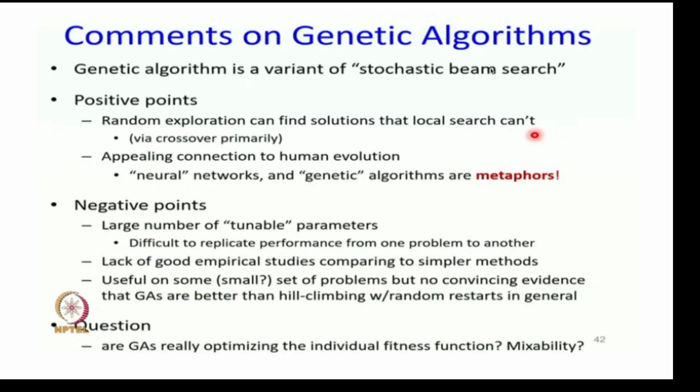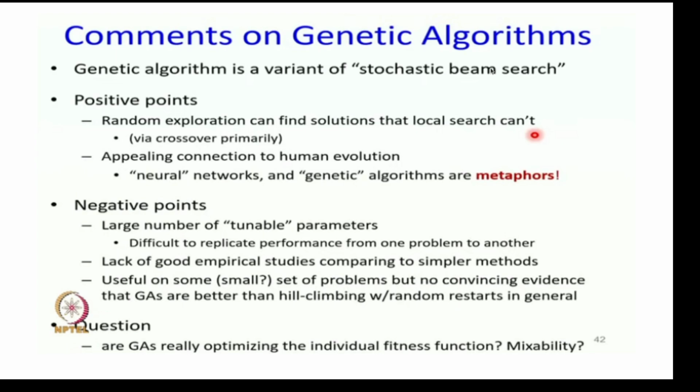Let's see some major things about genetic algorithm. Genetic algorithm is a variant of stochastic beam search. Stochastic beam search also starts with K states, right? Here it's similar to the population. We are starting with the K population, N population, whatever you call it. There are a few pros and cons of genetic algorithm. Let's discuss those pros and cons.